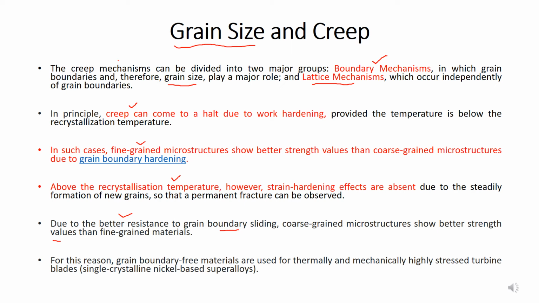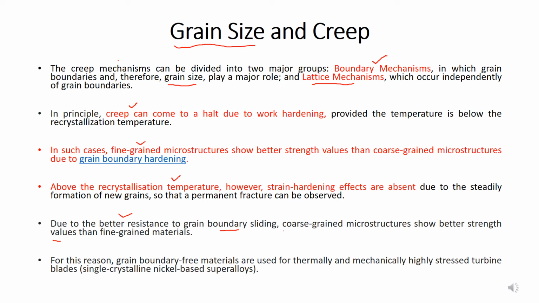So above the recrystallization temperature, what occurs? Dislocations start to move, as well as grain boundaries. And if there are more grain boundaries, then more plastic deformation will occur. But if grain boundaries are less, then fewer grain boundaries will move in comparison to the fine-grained microstructure. And with fewer grain boundaries moving, plastic deformation is comparatively less.